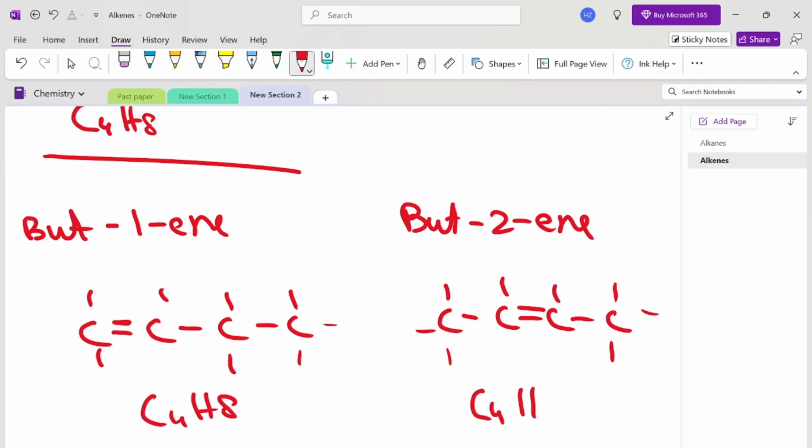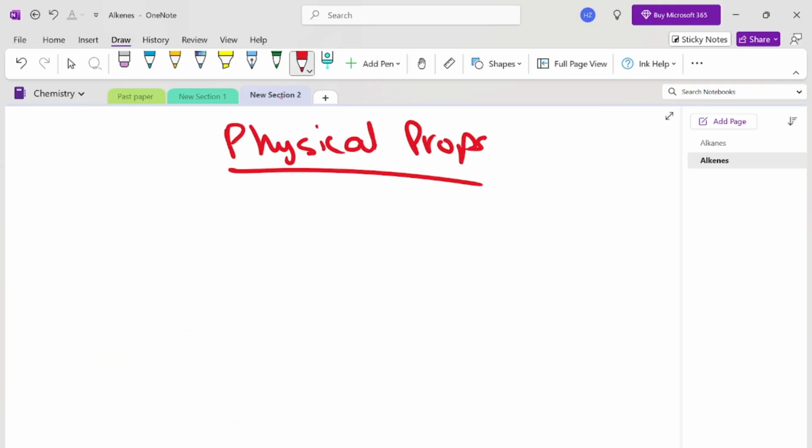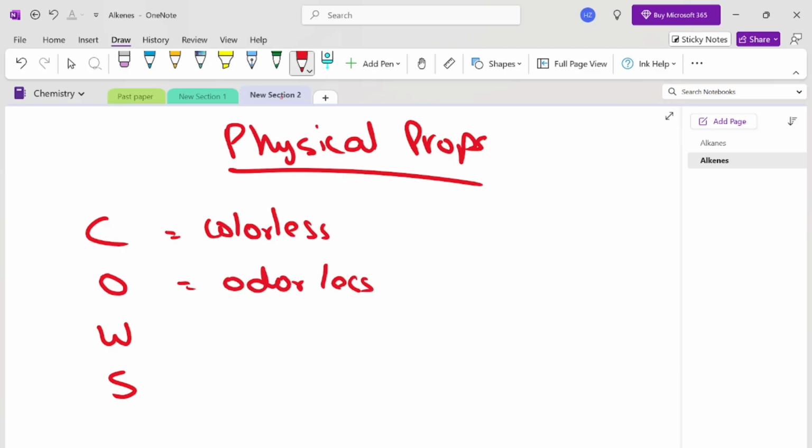Again C4H8. Now, for physical properties, how I like to remember is I keep the word cows in my mind. It might seem strange to you, but hear me out. This is colorless, this is odorless, this is soluble in organic solvents, not in water, because it's non-polar. I'm just going to write it down for you as well. Soluble in organic solvents.